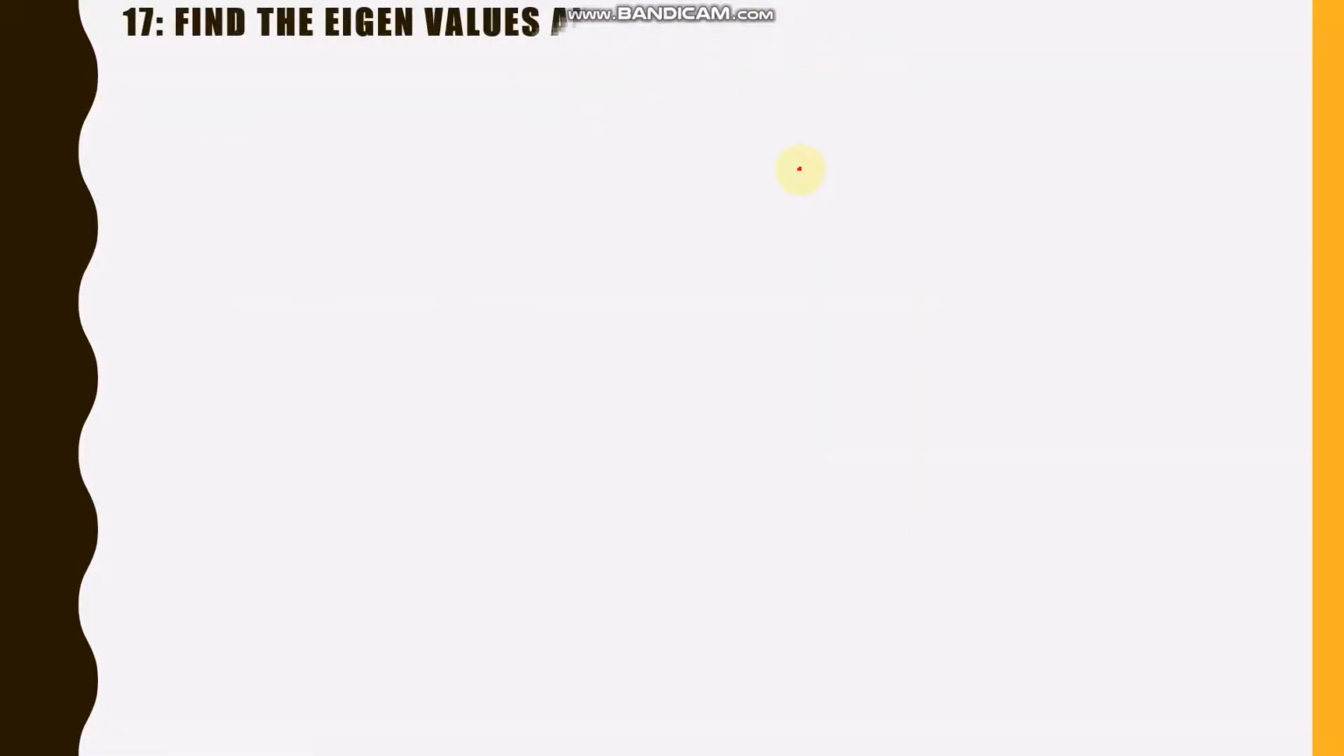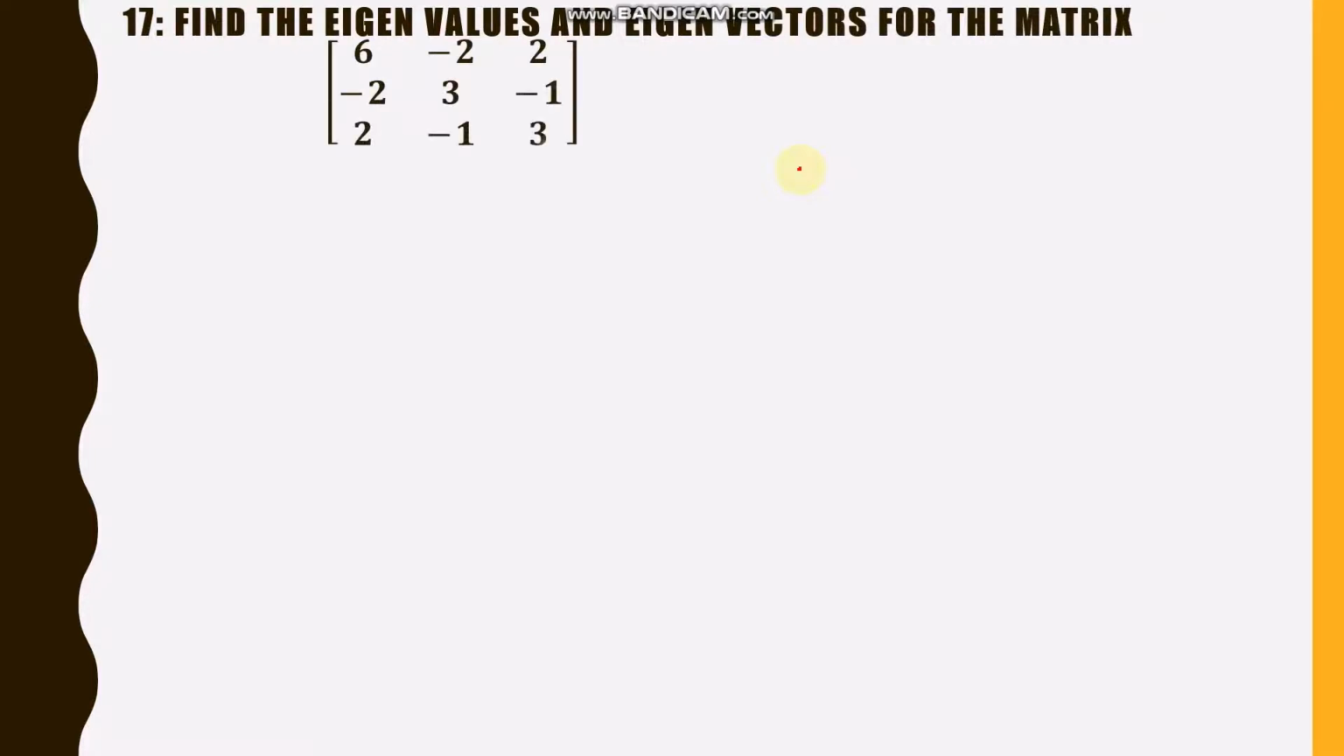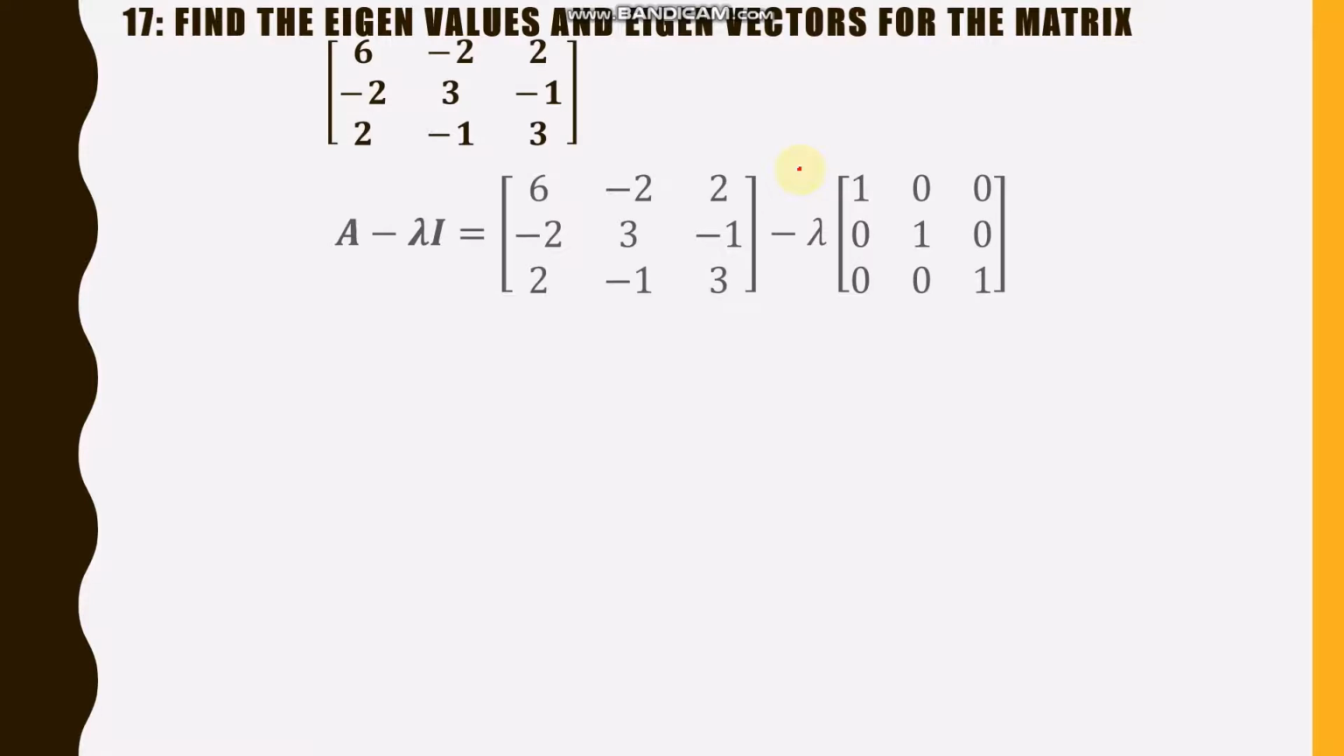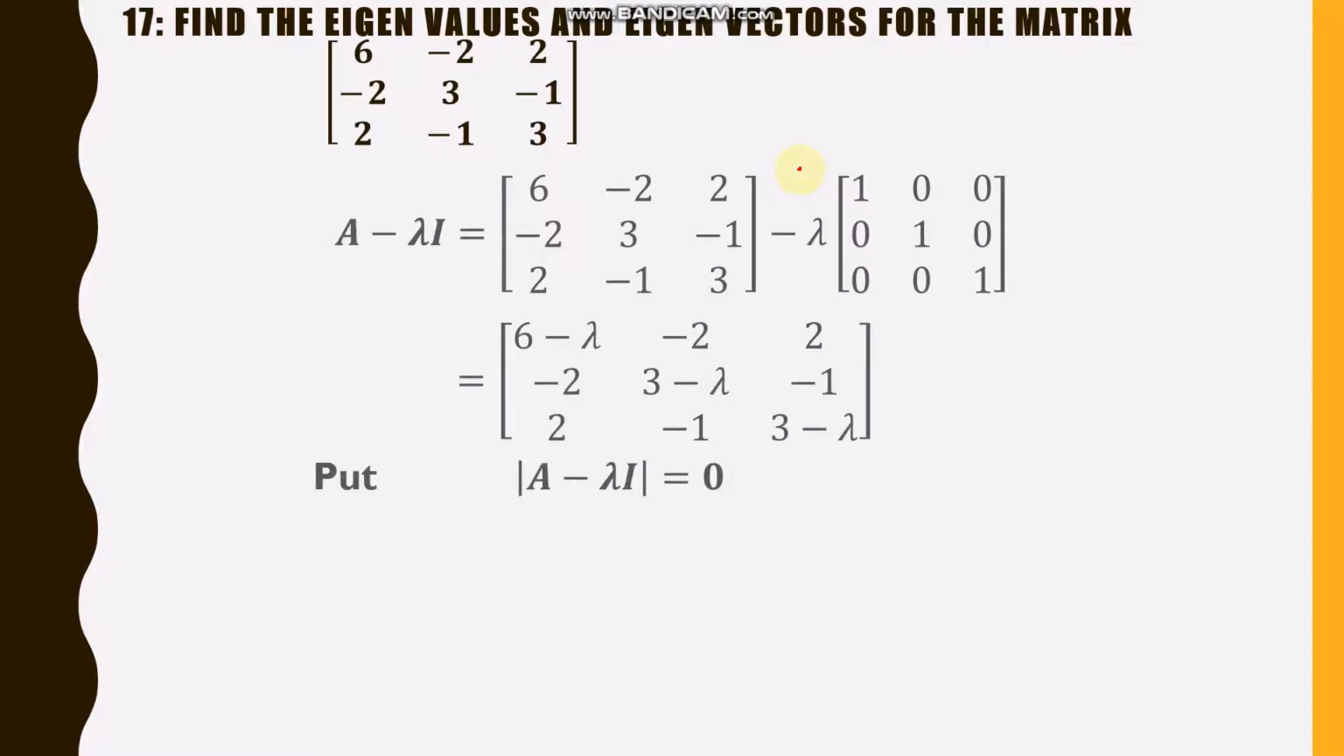Question number 17. Find the eigenvalues and eigenvectors for the matrix [6, -2, 2; -2, 3, -1; 2, -1, 3]. So to find the eigenvalues, we'll find A minus lambda I and we'll solve its determinant and equate the determinant equal to 0. So let's solve this determinant. It is equal to 6 minus lambda, minus 2, 2; 2, 3 minus lambda, minus 1; 2, minus 1, 3 minus lambda. We'll equate this determinant equal to 0.